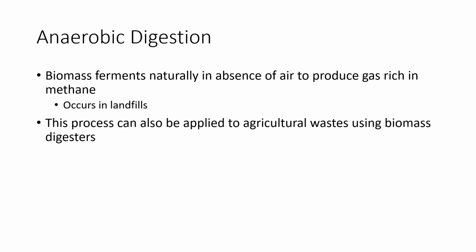Another way that biomass can be turned into electricity is through anaerobic digestion. So biomass ferments naturally in the absence of air to produce methane, and this occurs in landfills. And this process can also be applied to agricultural waste using biomass digesters.